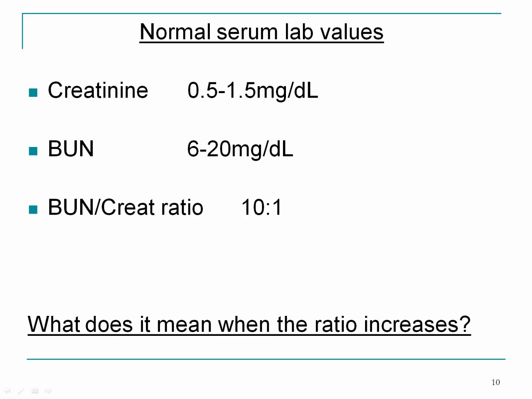BUN can be elevated for other reasons, such as a GI bleed, dehydration, or very high protein diet. When the BUN creatinine ratio is increased, we believe that the patient does not have a kidney problem, but that there is something else wrong, such as a GI bleed, dehydration, or a very high protein diet.